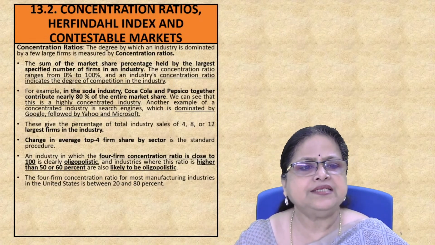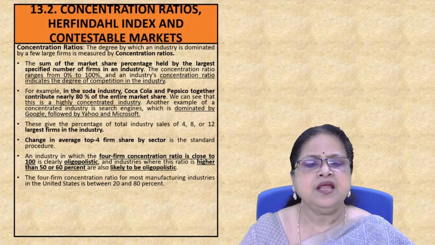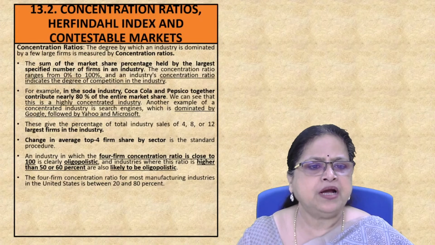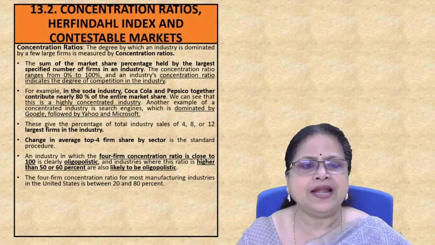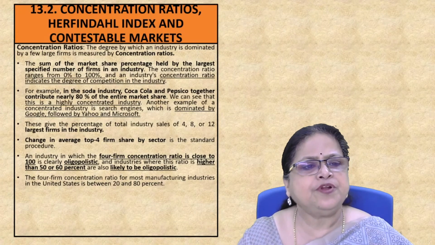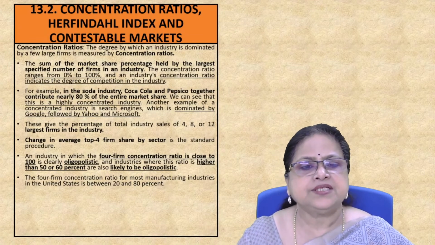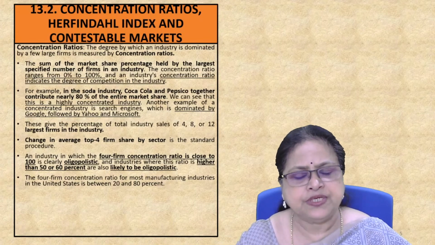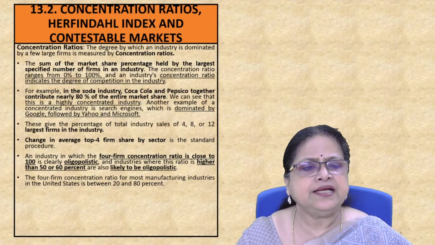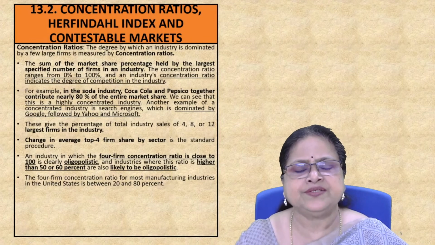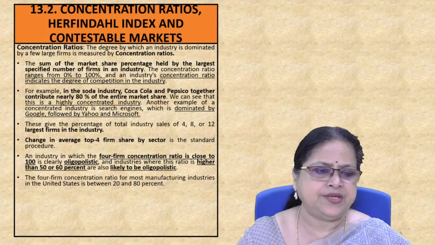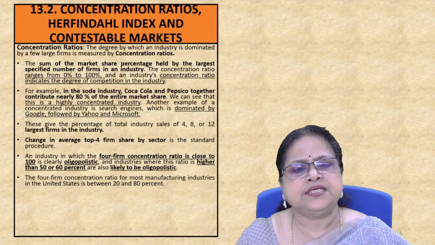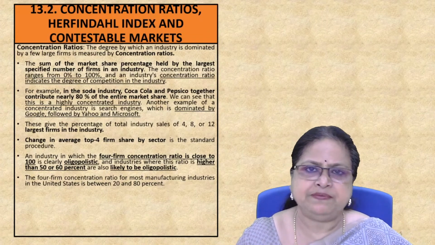Now we can see that this is a highly concentrated industry dominated by only two companies, Coca-Cola and PepsiCo. Another example of a concentrated industry is search engines, which is dominated by Google, Yahoo, and Microsoft. So we can say that the entire search engines industry is dominated by these three. In the first example, 80% of the production is concentrated with Coca-Cola and PepsiCo.